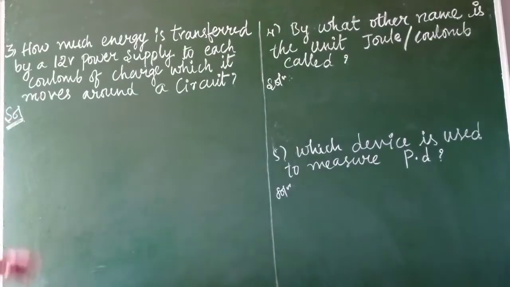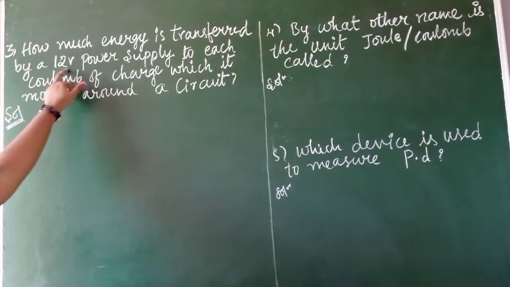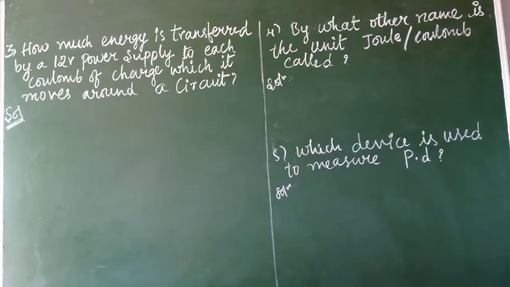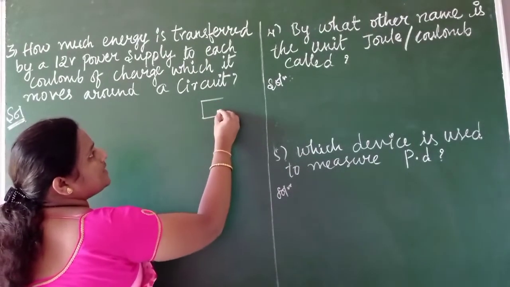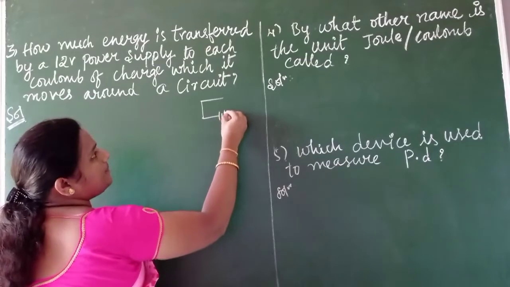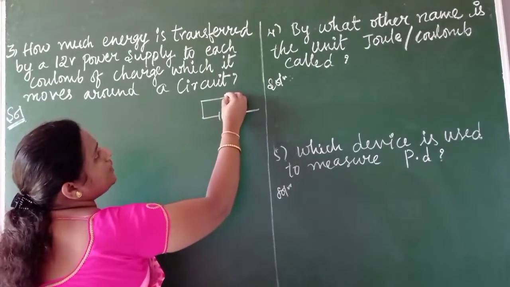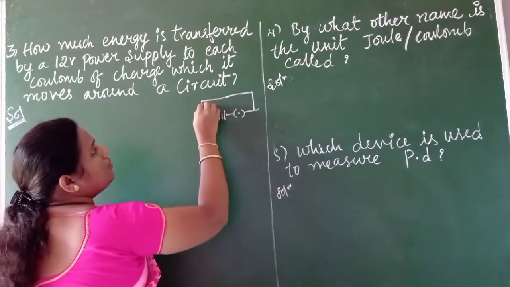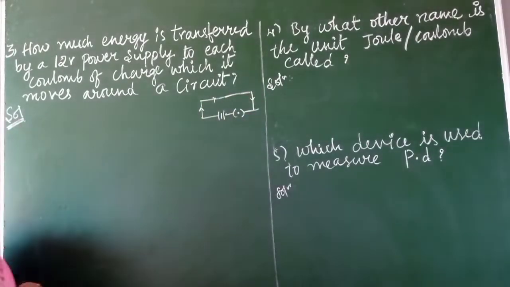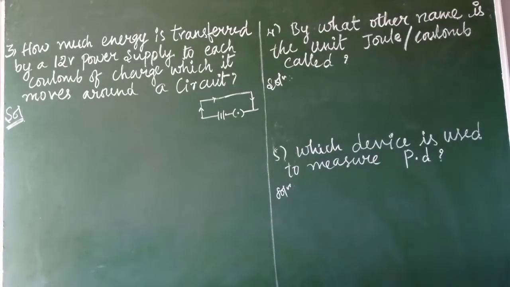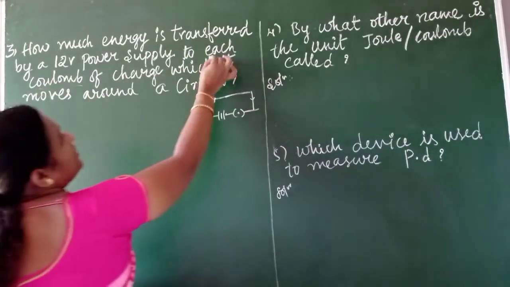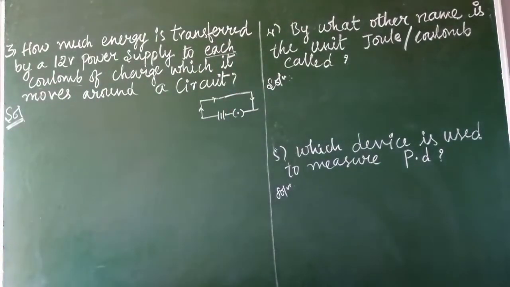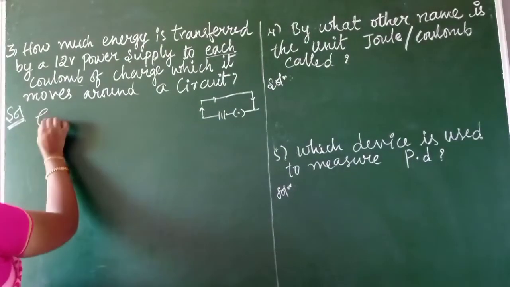Children, the next question comes. How much energy is transferred by a 12-volt power supply to each coulomb of charge which it moves around a circuit? Here, imagine that this is a circuit, isn't it, children? A battery is there, so it's a closed circuit. To move the electrons in this circuit, they are asking how much energy is required, and the charge they have given is each coulomb. The words each coulomb mean 1 coulomb.